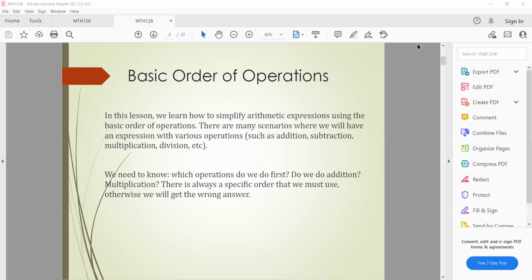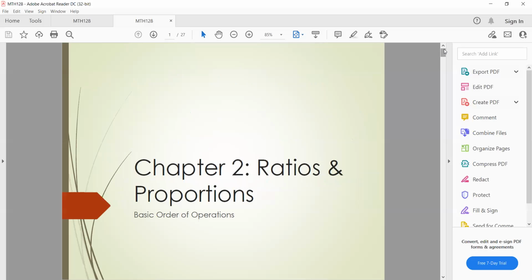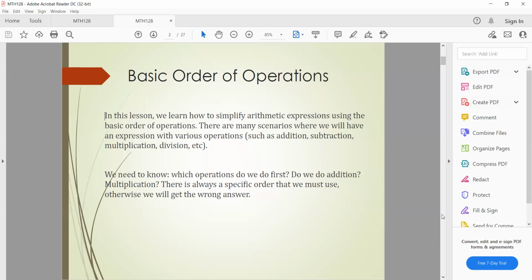Let's start. Share screen. Let's go to this. Okay, so this is chapter 2, ratios and proportions, and this is basic order of operations. I figured it would be something a little bit easy to start the week off with. So let's start. So in this lesson, we learn how to simplify arithmetic expressions using the basic order of operations.